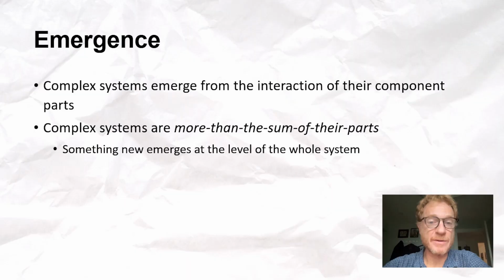Sure, be my guest. Well, one key idea is emergence. Complex systems emerge from the interaction of their component parts, the way I emerge from my component organs, or the way social norms and changes emerge from the interaction of individuals. But unlike simple systems, complex systems are more than the sum of their parts, because something new emerges at the level of the whole system. For example, my choices and actions or new social trends. Again, these cannot be understood or predicted just by adding up the component parts.